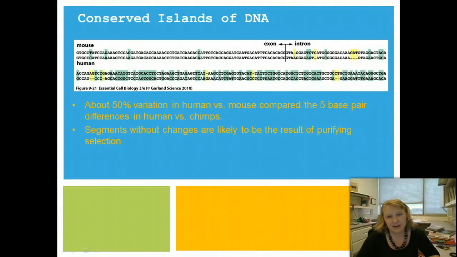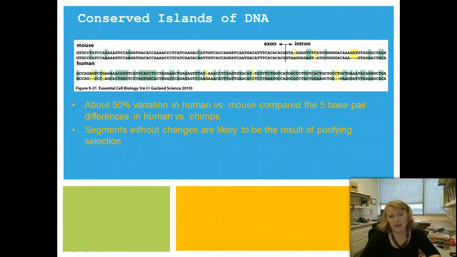So this takes us to our next topic of conserved islands of DNA. So we've talked about conserved islands and conserved DNA, and what this means is it's sequences that are similar across multiple species, or if you're talking about within the same species, multiple individuals. But in this case, this entire lecture, we're talking about multiple species. So what you can see here is anywhere there's green on the mouse is similar to the human. And you can see where those conserved are.